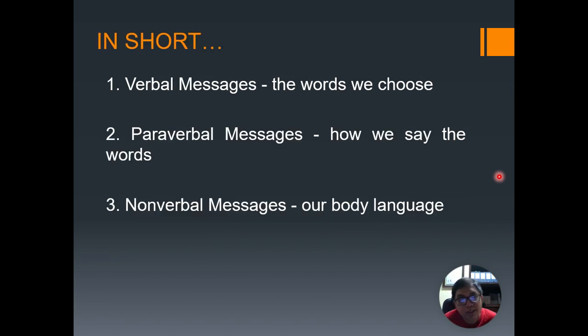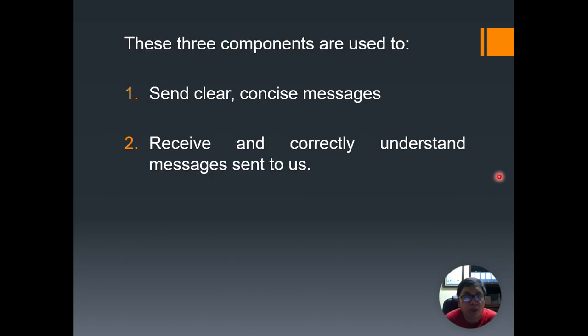Now, in short, class, your verbal messages are the words that we choose. Your paraverbal messages would refer to how we say the words, and your nonverbal messages refer now to our body language. Okay? Now, when and where exactly do we use these components? So simple as this, these components are used to send clear, concise messages, and of course, when you're sending, you also receive and correctly understand messages sent to us. Okay? These again are the three components.